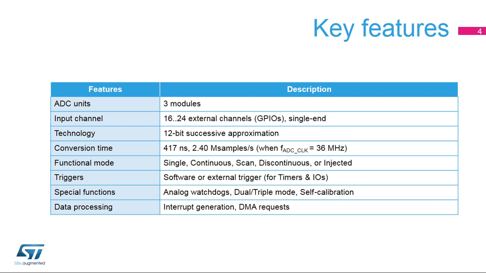Three analog-to-digital converters are integrated inside STM32F7 products. The input channel is connected to up to 24 GPIO channels capable of converting signals in either single-end or differential mode. The ADCs can convert signals in excess of 5 megasamples per second. There are several functional modes, which will be explained later. There are also several different triggering methods. In order to offload the CPU, the ADC has an analog watchdog for monitoring thresholds.